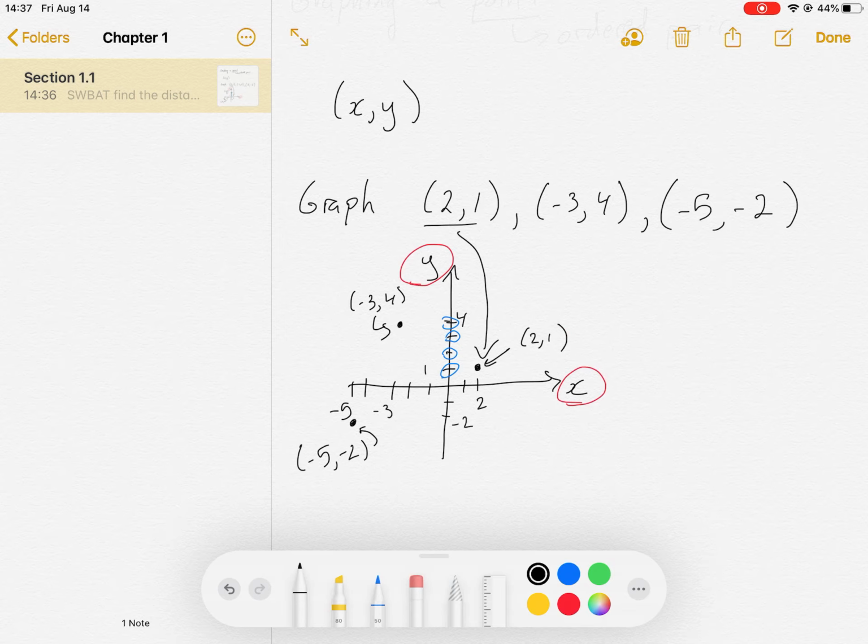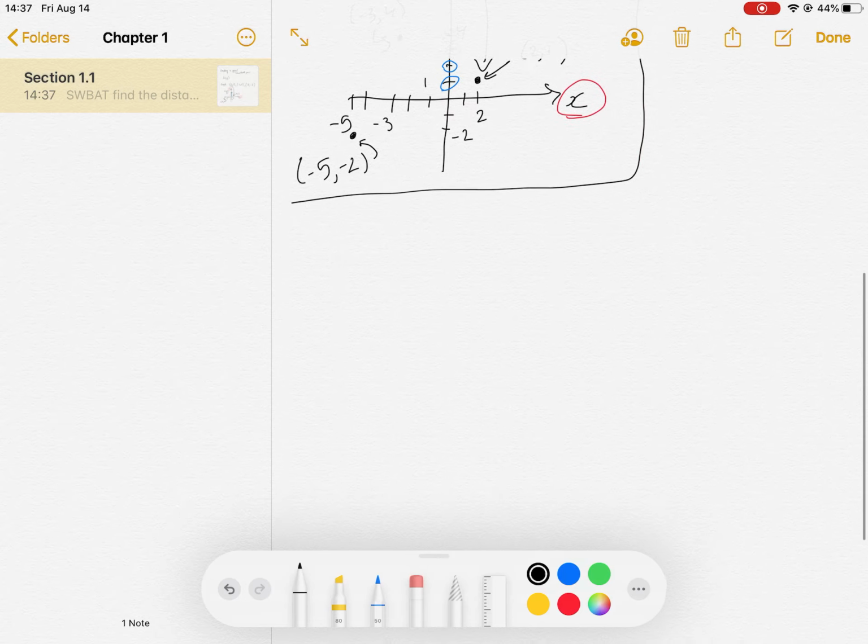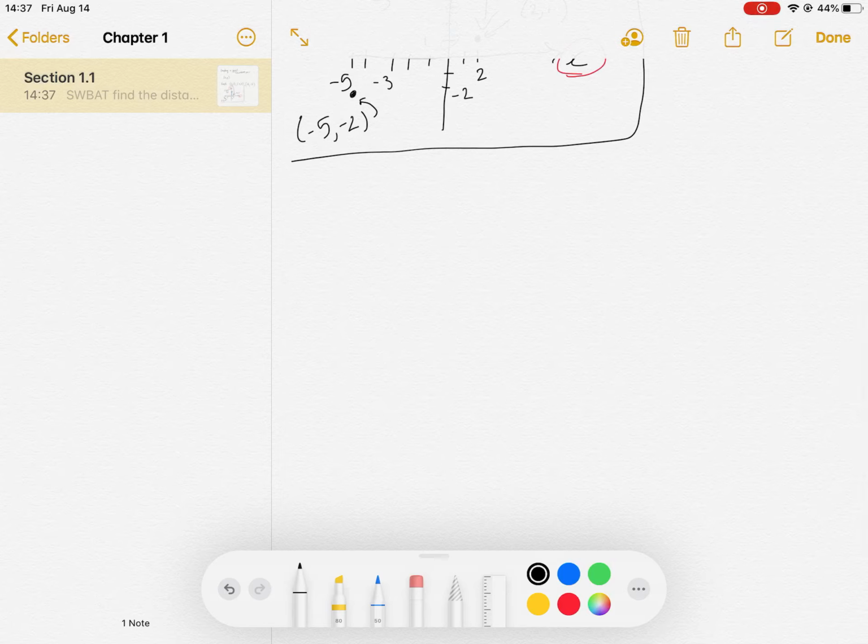Okay. Awesome. We graphed some points. Didn't that feel good? Now what I want to do is find the distance between some points. So I will come back to this graph. So hang tight on that. But we're going to come down here and we're going to figure out the distance between 2 points.